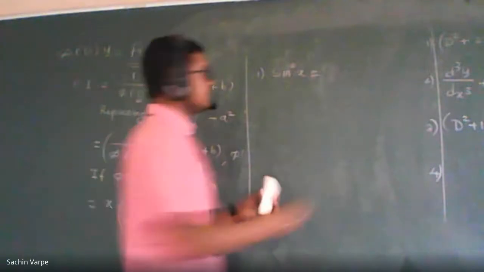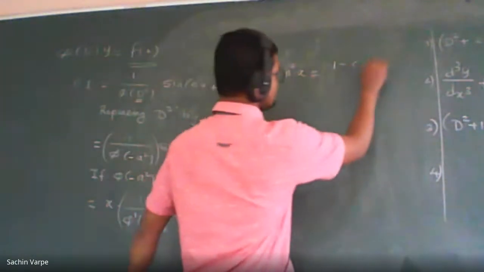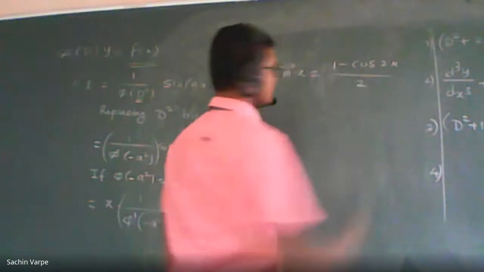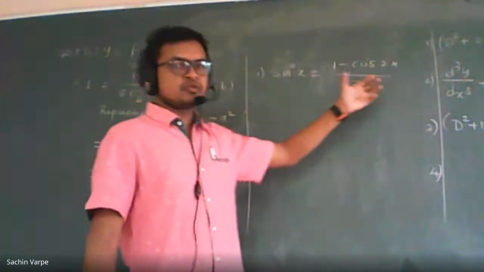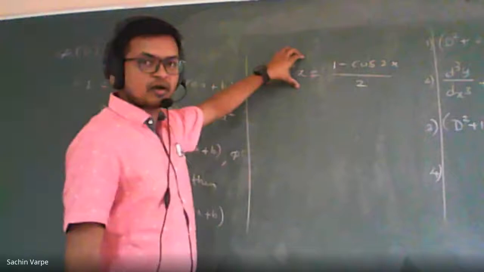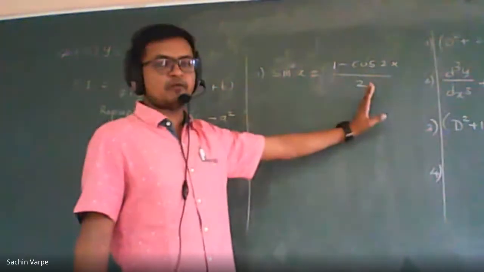Sine square x is 1 minus cos 2x upon 2, where cos 2x is linear. Or 2 sine square x is 1 minus cos 2x. That we know. So if the right hand side function is quadratic, we can convert it to linear form.